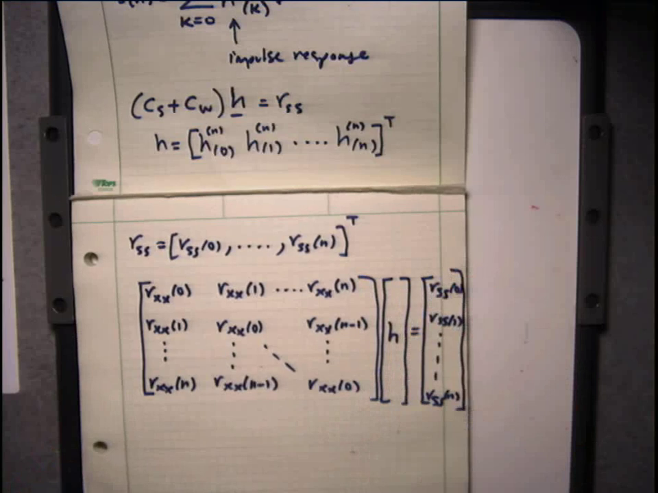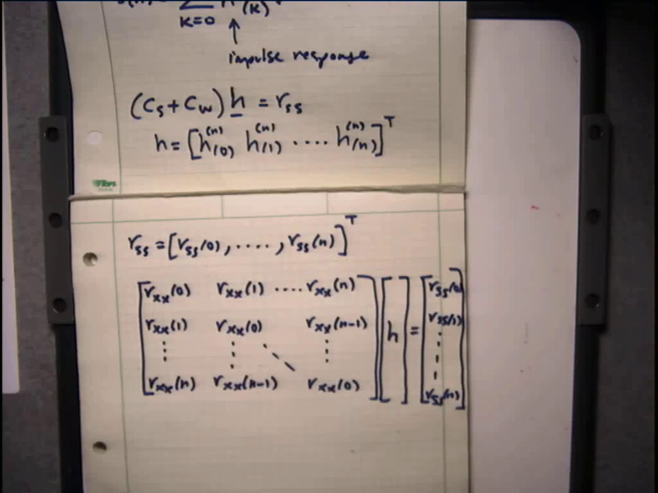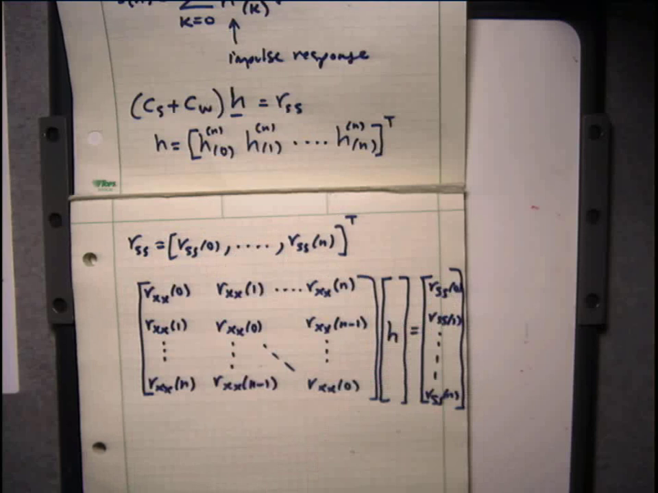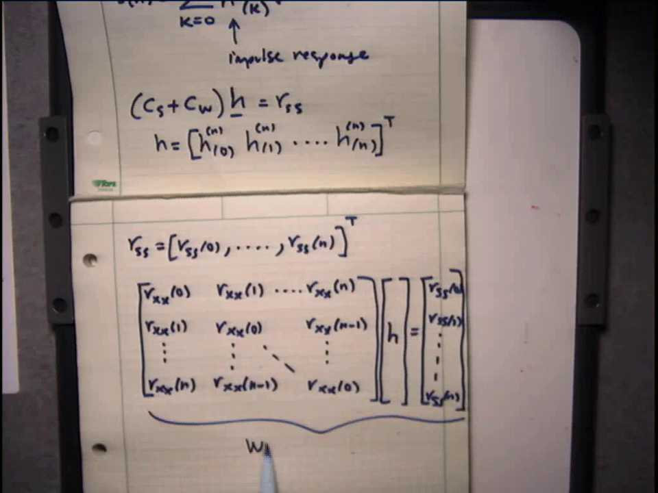Okay? So here you have the autocorrelation function for x. Here you have a vector containing the autocorrelation functions for S, and here's the H that you need to solve for. This set of equations has a famous name. It's called the Wiener-Hopf equations.